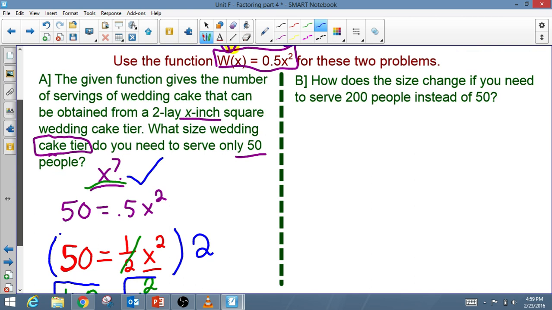Now what you need to do on your own is, how does the size change? So remember, size was x. So how does x change if we now have servings for 200 people instead of 50? So now take some time and solve that on your own.